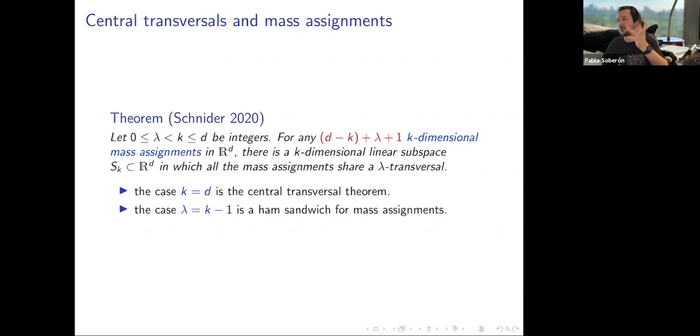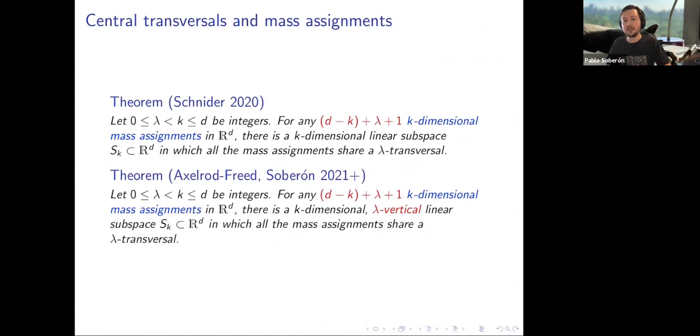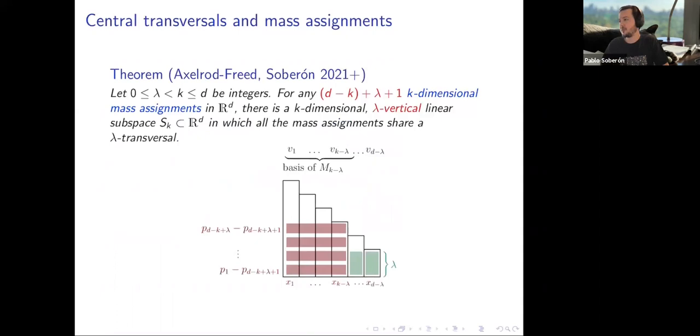So can we actually get something like this? Can we improve this result similar to how we improved the other one? And the answer is yes. So we get exactly the same thing, just that the k-dimensional space we get, we call it lambda vertical. It has lambda fixed directions that we can impose on it. So it goes through the origin and it has lambda directions that we can impose. If lambda is k minus one, this is the result I told you about before. And the proof, I'll do it with one picture. It's a combination of the two proofs I mentioned before.